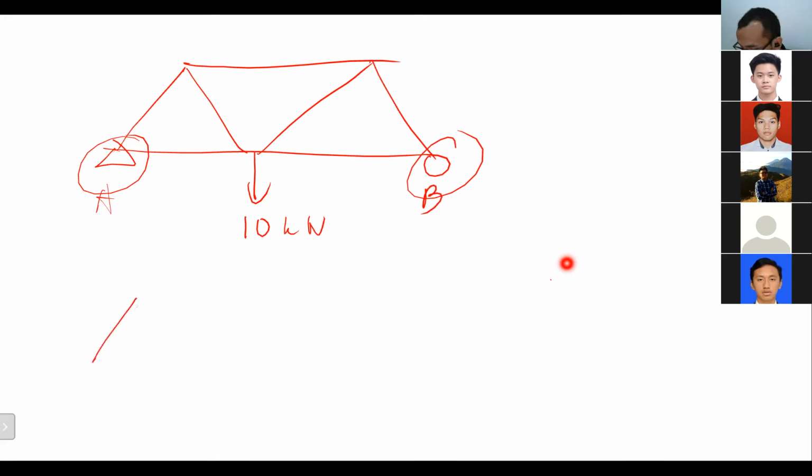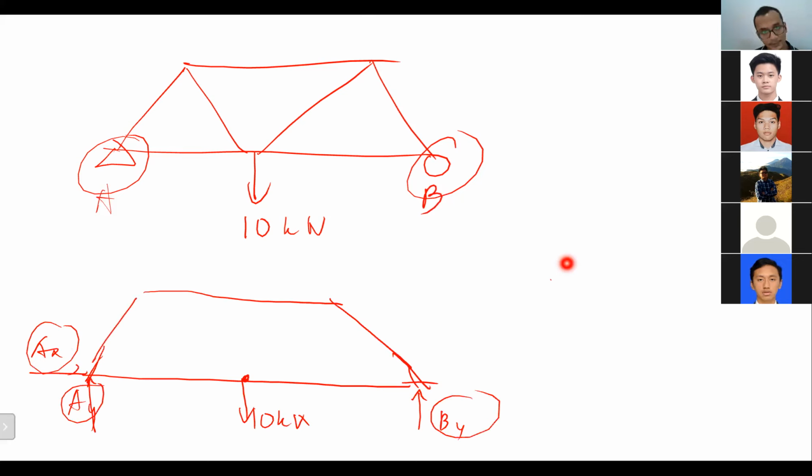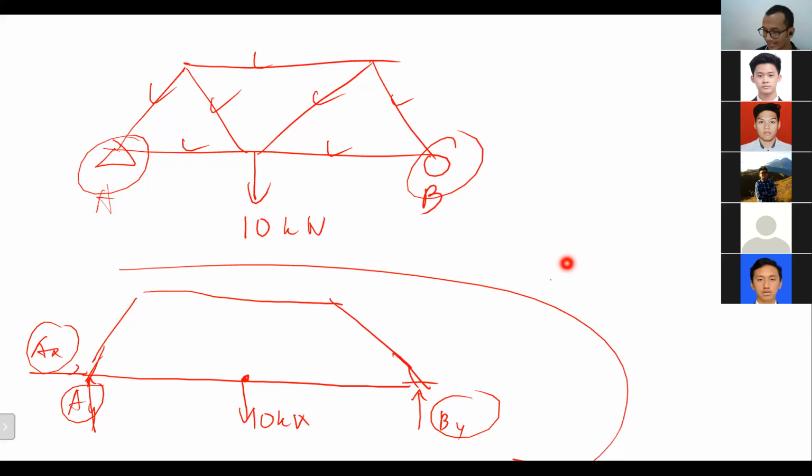In that case, I draw it like this: AY, AX, and BY, plus the 10 kilonewton. These three are external. Everything inside it, all the members there, do I need to draw them here? No, because it's internal force.